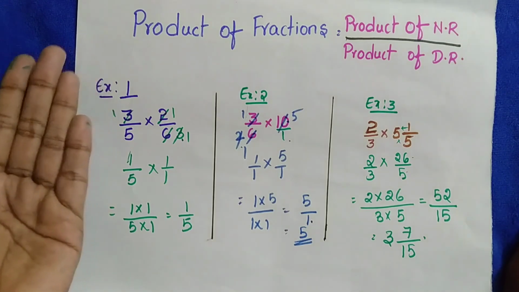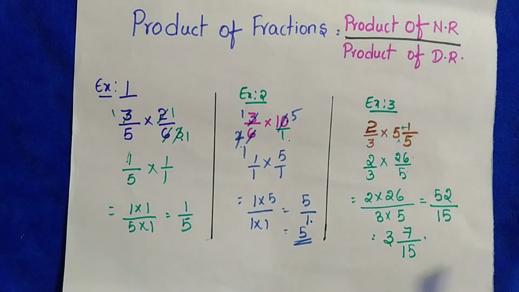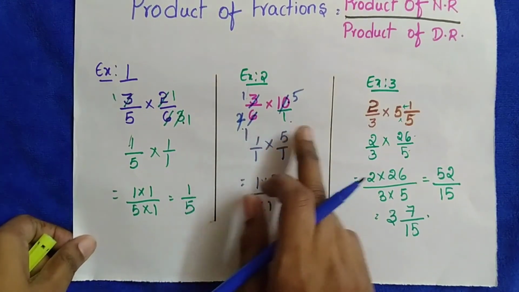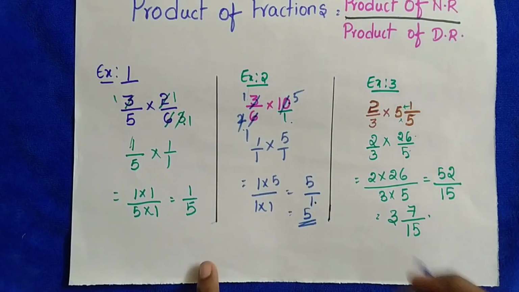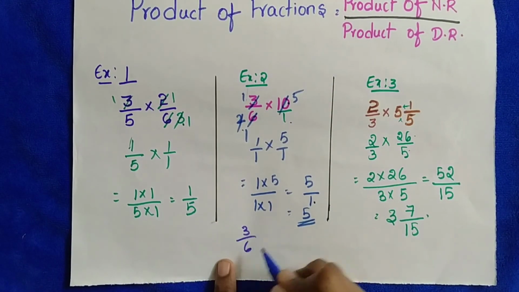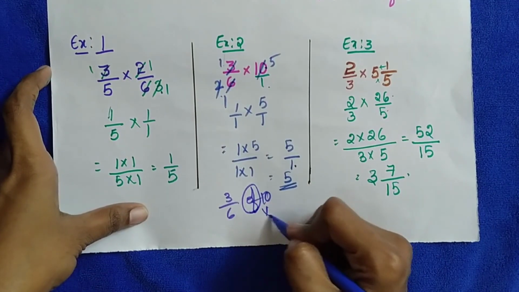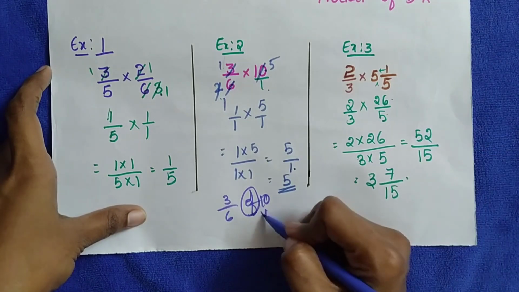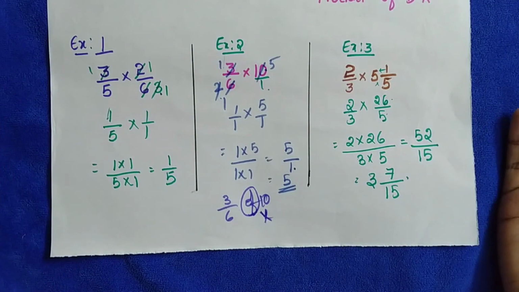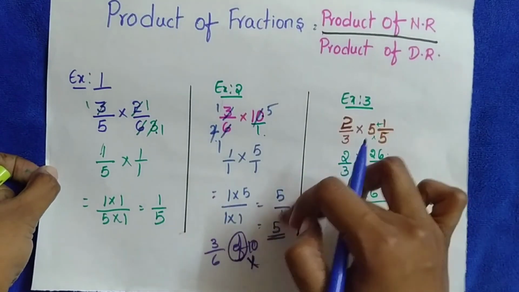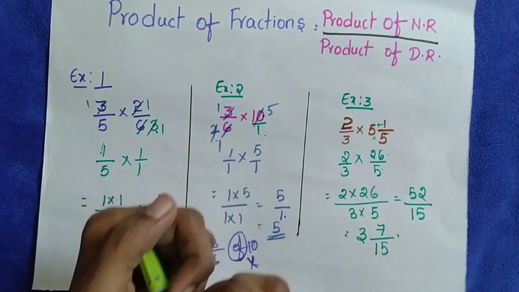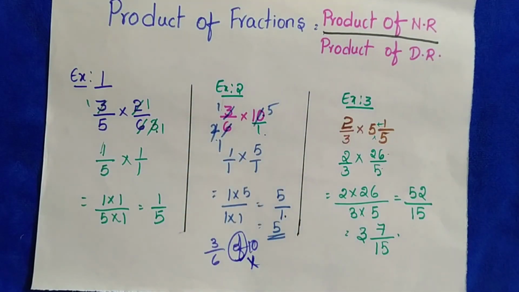Okay, and sometimes they may ask you, instead of into, for example, 3 by 6 into 10, right? Sometimes they may ask you like this: 3 by 6 of 10. 3 by 6 of 10. Of in the sense also means multiplication, into. So instead of 'of' you should keep the into symbol and you have to follow the same process. Okay, children? Yes, these are the different kinds of fraction multiplications.